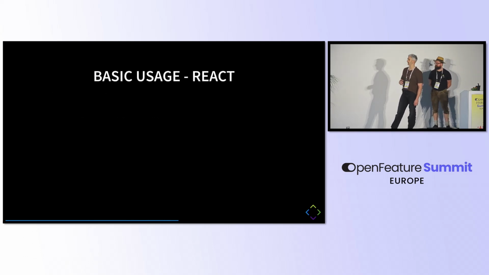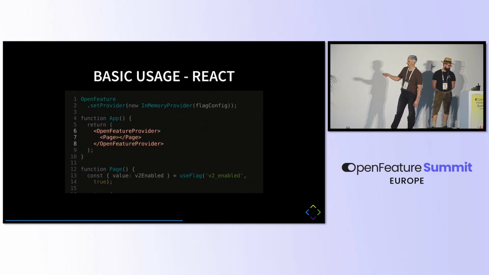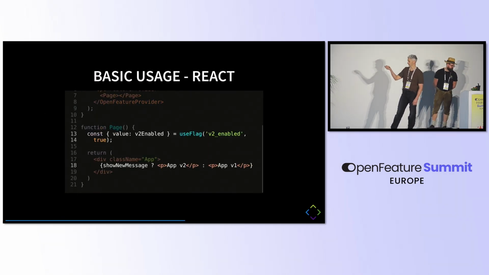Like I said, most of our backend services are Java, not 100%, but most. And then React is the other one. So again, a very similar API, but more React-ish, if you will. Here you can see we're setting a provider again. We're using it in this page that's kind of feature flag sensitive. And you can see we're doing an evaluation here.